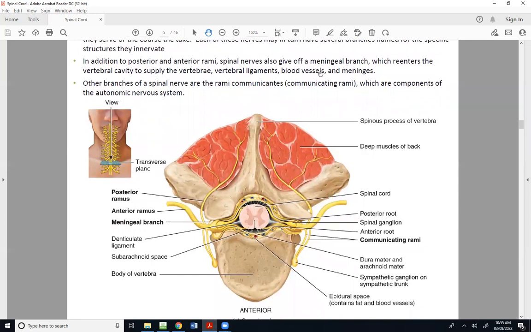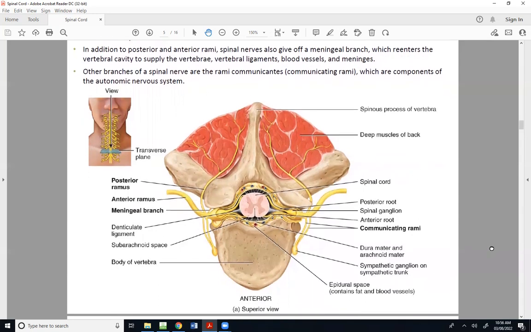Now, there are also a couple more rami in addition to the posterior and anterior ramus. The spinal nerves also give off what's called a meningeal branch, which actually goes back into the spinal cavity and therefore supplies the vertebrae, the vertebral ligaments, the blood vessels, and the meninges. Okay. There are also other branches of the spinal nerve called the rami communicantes, or communicating rami, components of the autonomic nervous system, and thus play roles in regulating things like heart rate, blood pressure, and that kind of stuff.